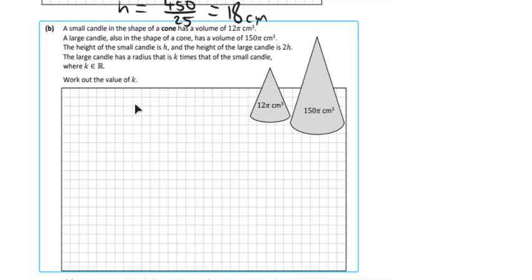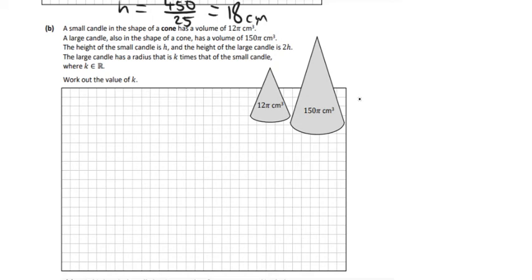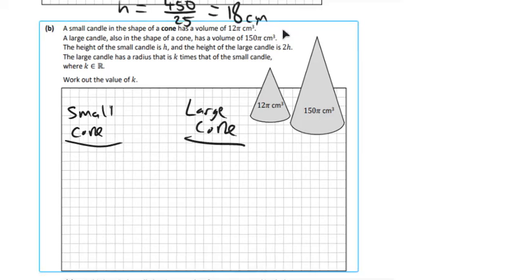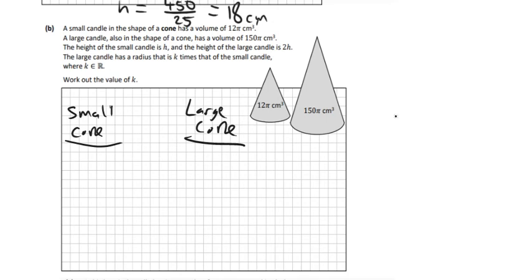Right, so part B then, obviously they're in the shapes of cones, and there's a volume mentioned here. So a large candle has a volume of 150 pi, the small one has the value of 12 pi. So small cone and large cone. And we're going to be using the volume of a cone formula then. So that's 1 over 3 pi r squared h.